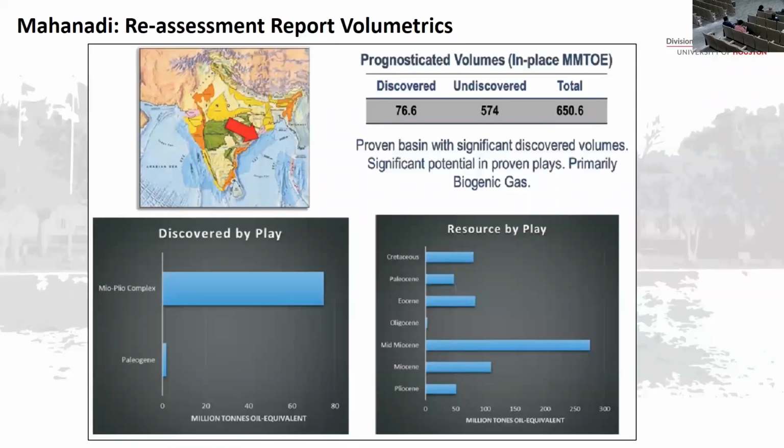Again, the resource potential has been calculated for the Mahanadi. Discovered is fairly significant, but the resource play potential, undiscovered, is 574 million metric tons. Multiply that times 7, I forget, I didn't calculate that out, but that's like 3.5 billion barrels of oil. So very significant potential for reservoir, and also potential for biogenic gas here, as I mentioned earlier.